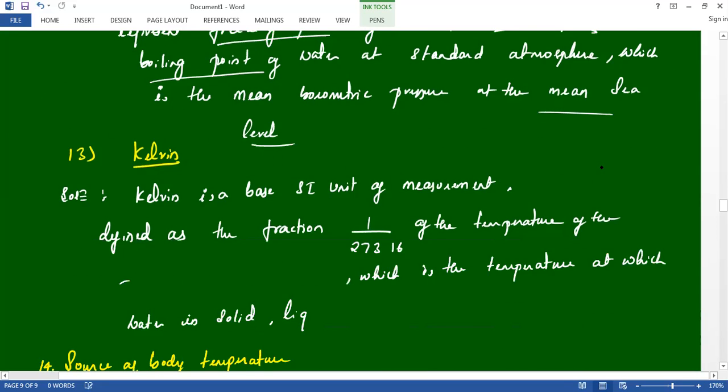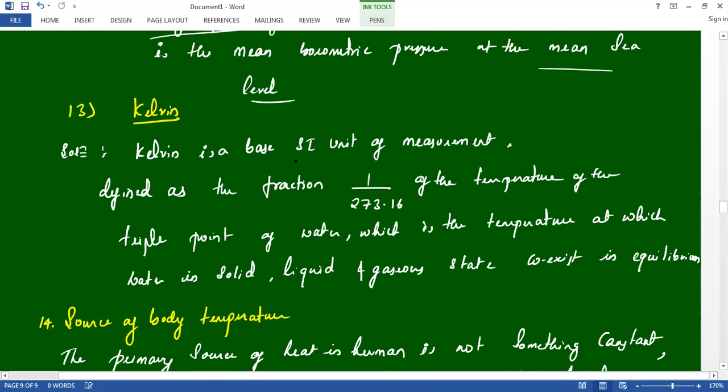Let us move to the next one, that is Kelvin. Here Kelvin is a base SI unit of measurement, and it is defined as the fraction 1 by 273.16 of the temperature of the triple point of water, which is the temperature at which water in solid, liquid, and gaseous state coexist in equilibrium. This is called the triple point of water. So again, we'll read the definition once again. Kelvin is defined as the fraction of 1 by 273.16 of the temperature of the triple point of water, which is the temperature at which water in solid, liquid, and gaseous state coexist in equilibrium.